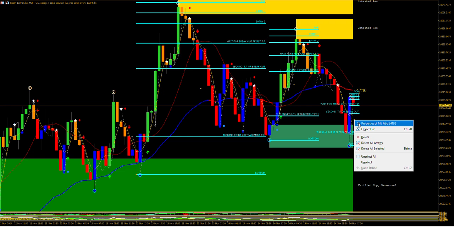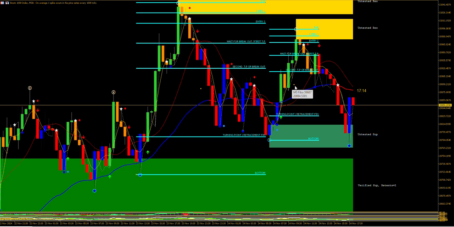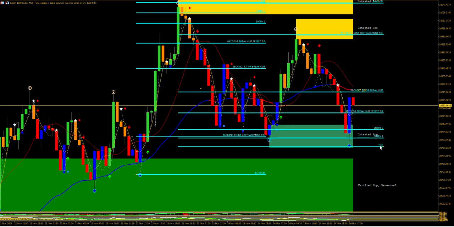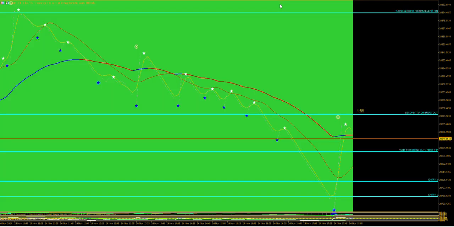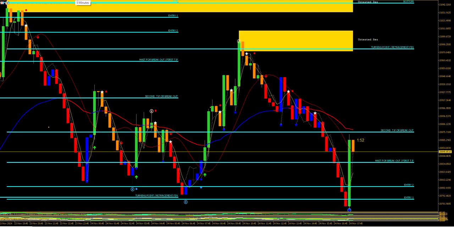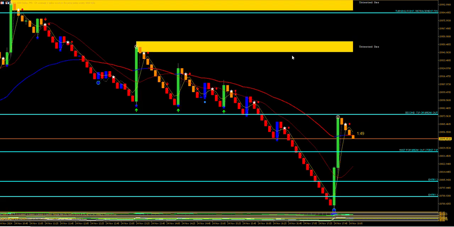So let's just get rid of this fib right here. Let's plot another fib from the highest point here to the lowest point right here. So what do we have now? Now if we go to the 5 minutes time frame, let's see what we have in the 5 minutes time frame.